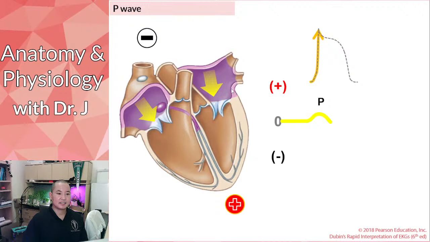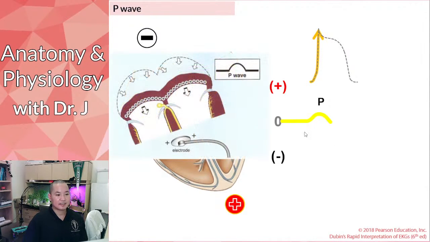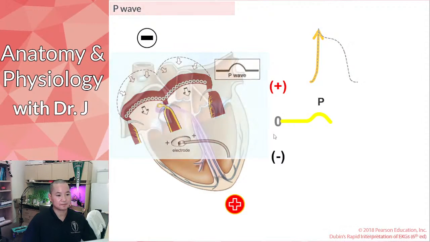Same with the EKGs. It's a different shape because it's the sum of all of these cells in these areas having this depolarization. Now, this is what it looks like in the other diagram. So think of it like a wave of positive charge approaching this electrode. When you have that wave, that causes that P wave as well.